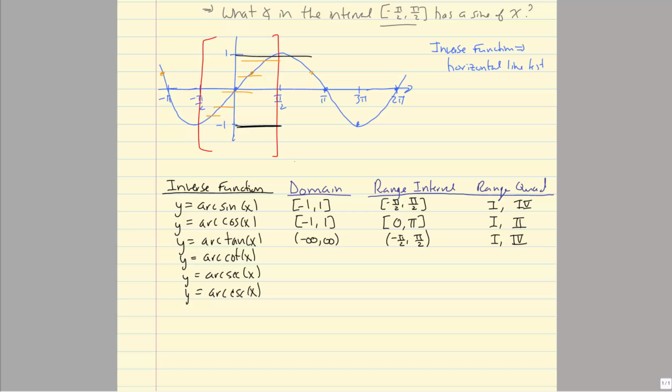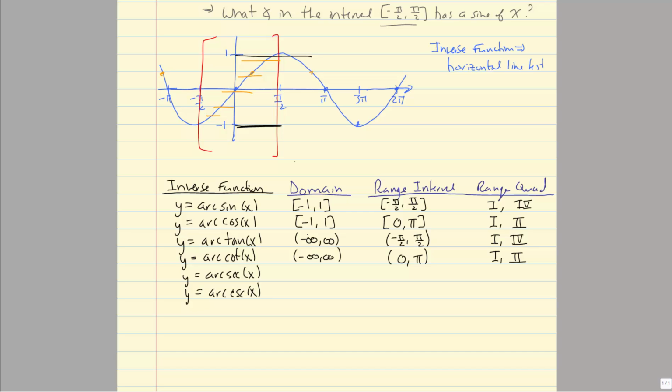Arc cotangent has the same domain as arc tangent. The arc cotangent follows with cosine, so this would go 0 to pi, and this would be quadrants 1 and 2. And again, all of these are asking you a question: what angle, what angle, what angle, what angle. So I'm asking the question what angle, and the range, the output, is an angle whose trig value is the domain value.